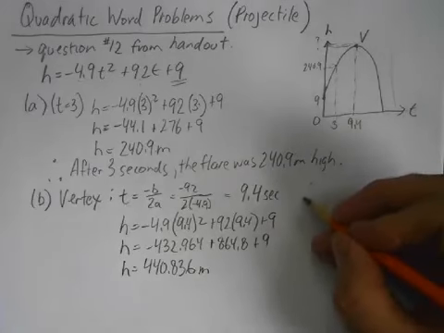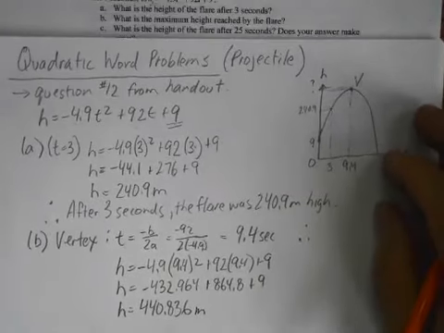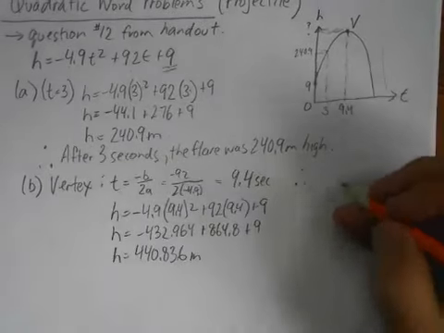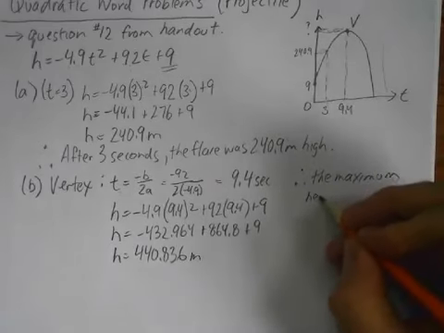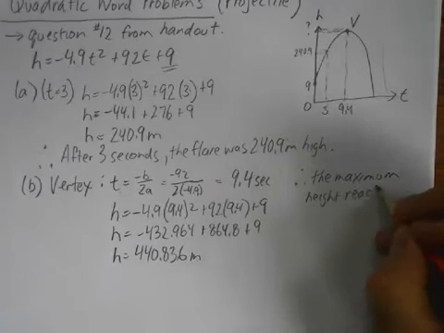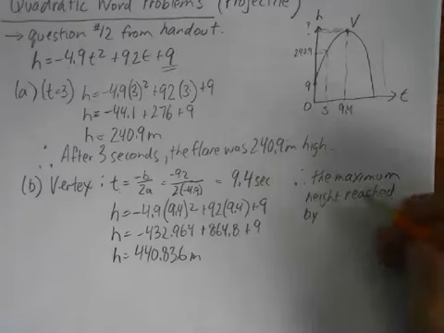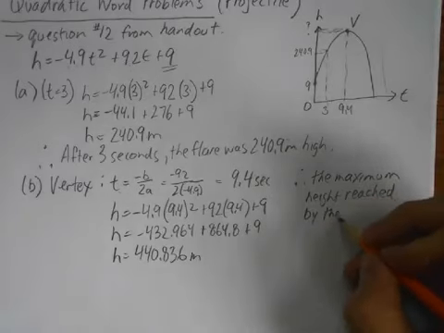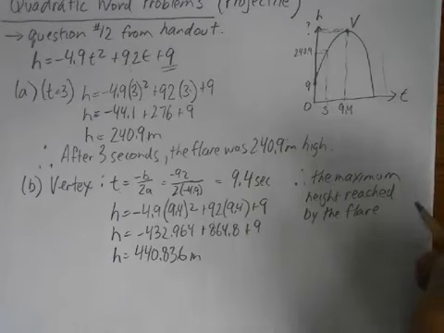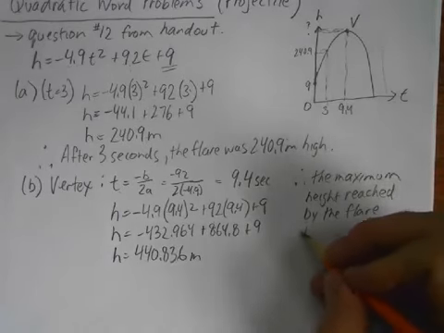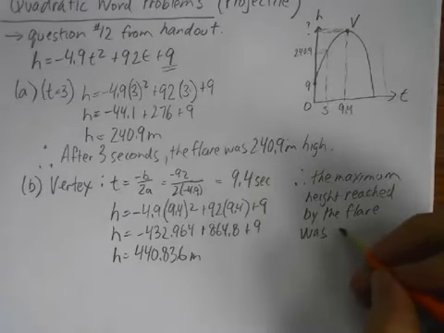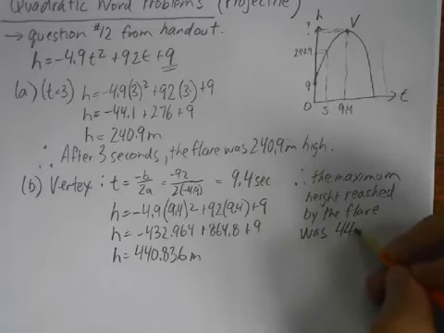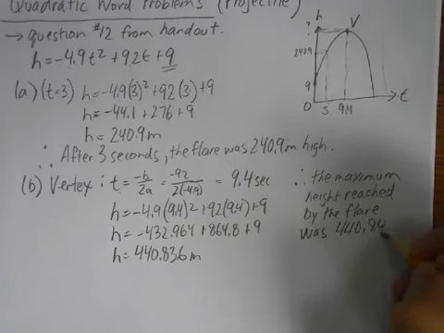So let's answer the question. It says, what is the maximum height reached by the flare? So therefore, the maximum height reached by the flare, you notice I'm just repeating the same words back, is, and now, or was, because it already happened, I guess, but that would be 440. And I'm going to round to 2 decimals. Like I said, that's as far as I would go, 0.84 meters.